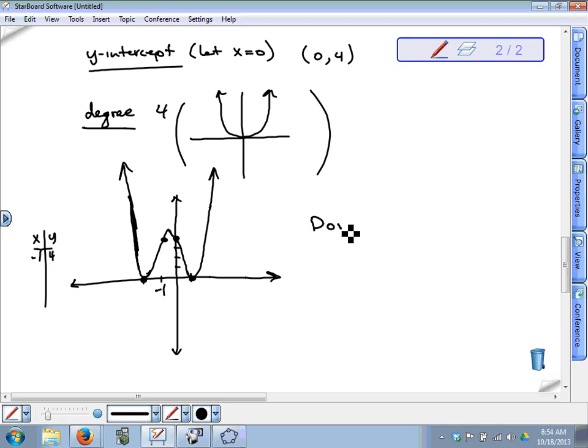Let's do domain. This one should take you half a second to answer. That was too long. All real numbers. Did I ever show you this symbol? Or have you seen this symbol before? That means all real numbers. Range? This one's not all real numbers. What's the range? Including 0. So it's 0 to infinity, yeah.